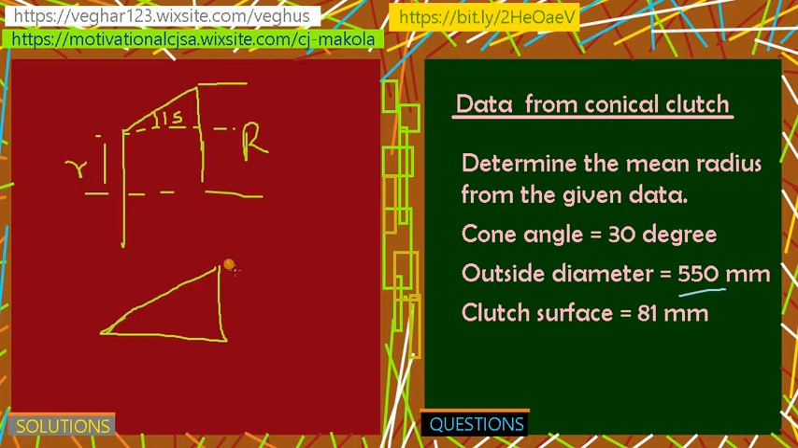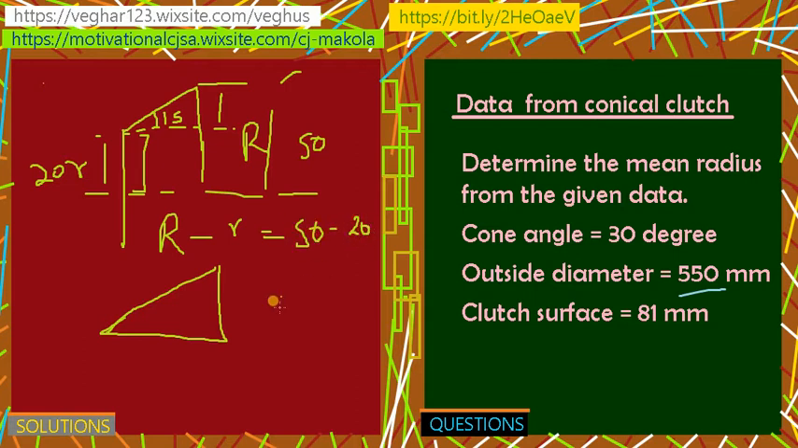The difference between this point and this point: if this side is 20, and from this point to that point is 50, then if we want this distance, we take the outer radius minus the inner radius. So 50 minus 20, which is 30. We can use this as the distance from here to here. So we have something like this now.